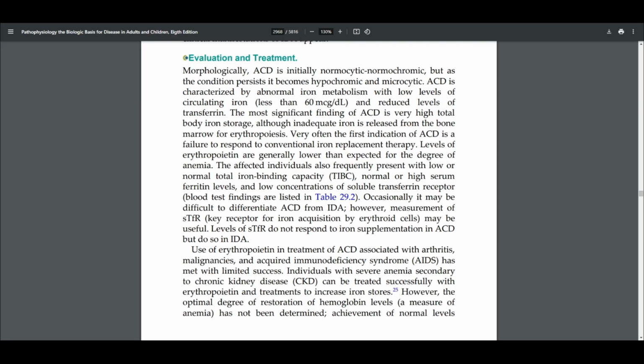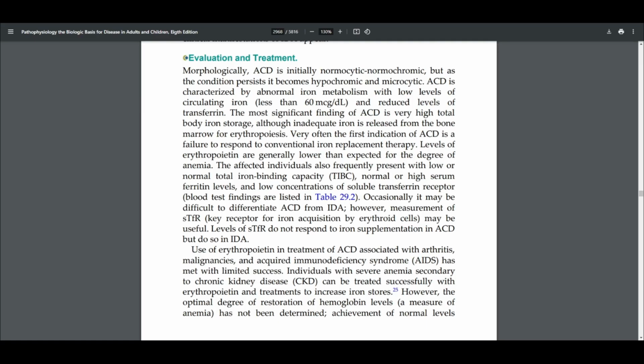The most significant finding of ACD is the very high total body iron storage, although inadequate iron is released from the bone marrow for erythropoiesis. Very often the first indication of ACD is a failure to respond to conventional iron replacement therapy. Levels of erythropoietin are generally lower than expected for the degree of anemia. The affected individual also frequently presents with low or normal total iron binding capacity, normal or high serum ferritin levels, and low concentrations of soluble transferrin receptors.